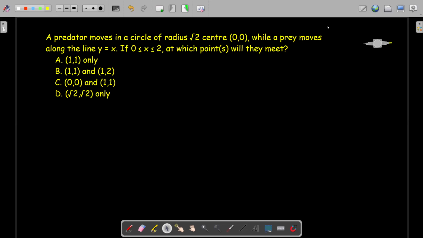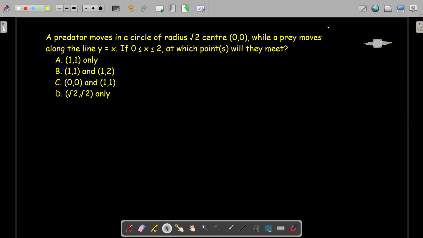So in this question, we have a predator that moves in a circle of radius root 2, centered at (0, 0), while a prey moves along the line y equals x. If x is between 0 and 2, at what point or points will they meet?